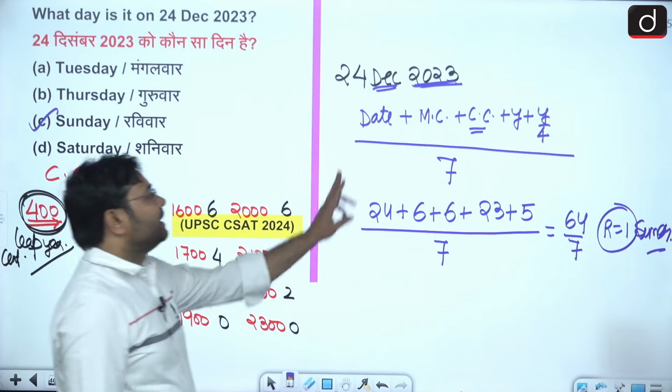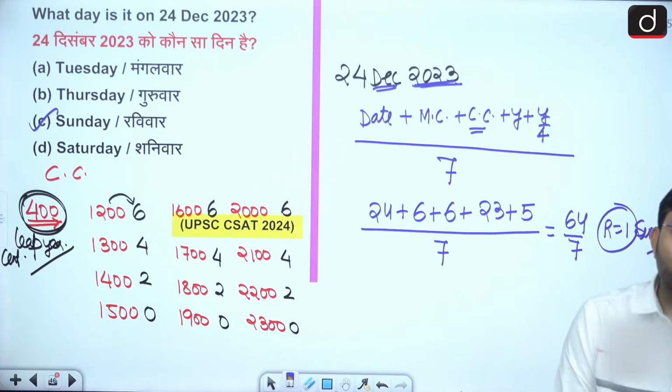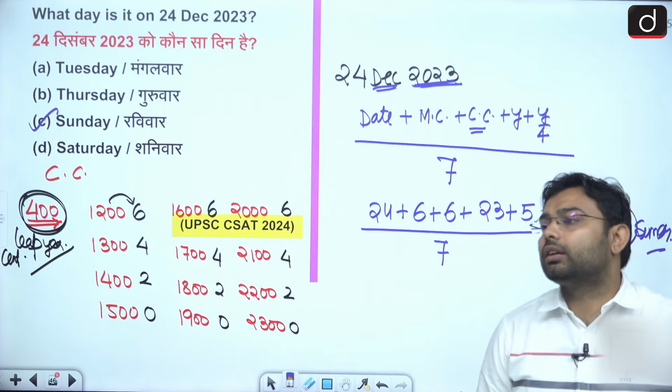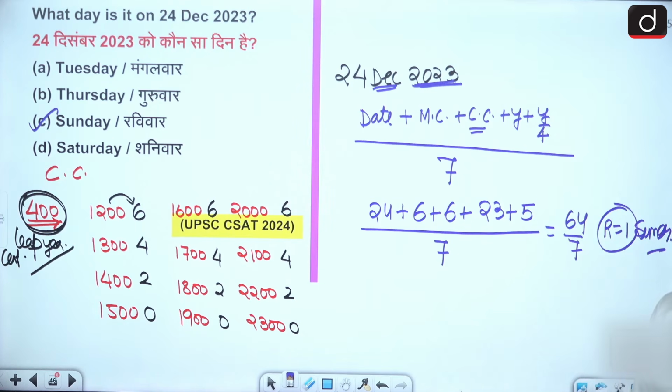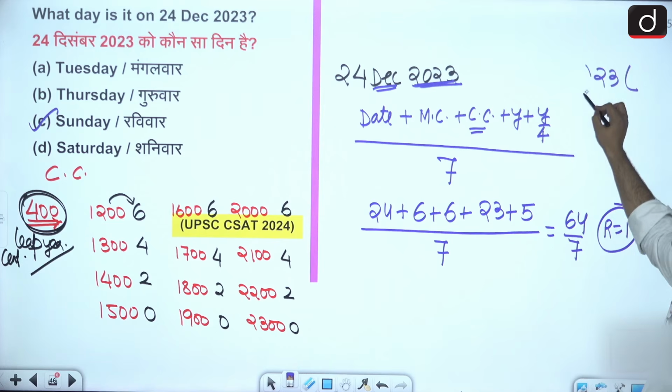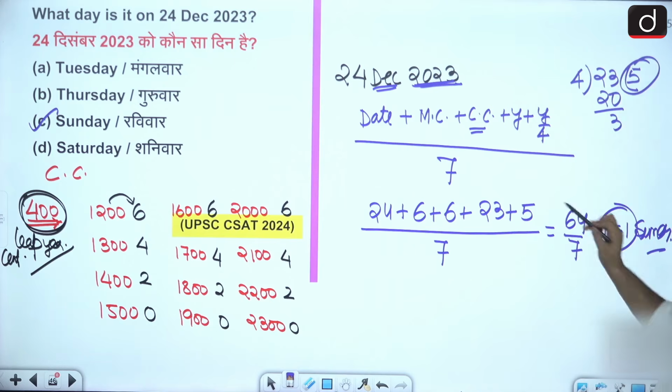How will you remember this? DMCC year by 4. Here is 23. If this is 4, 5, so this 5 here is the quotient. We need to take the quotient this time.